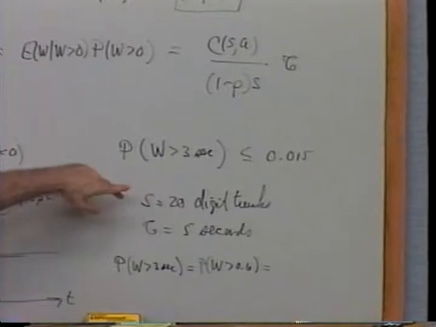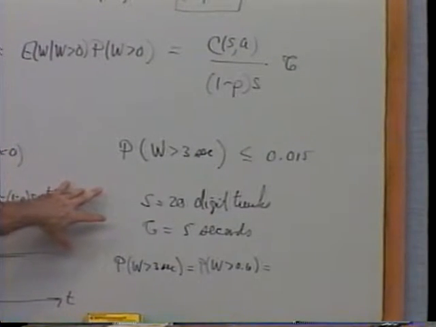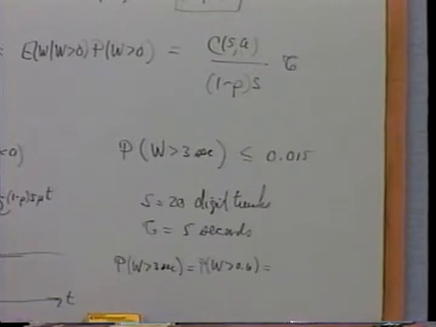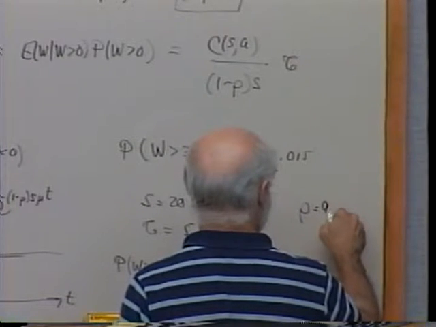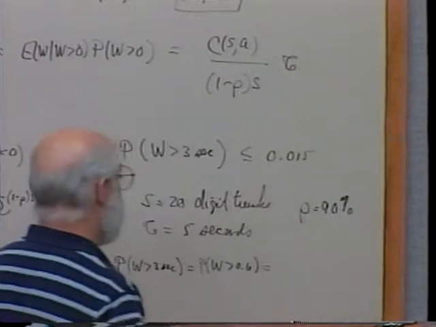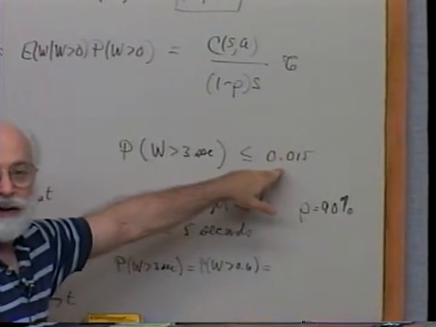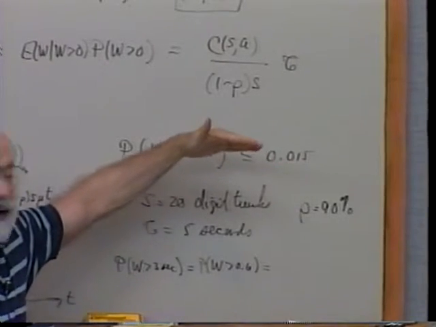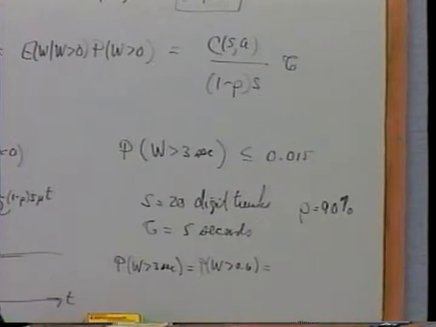Okay, so I know how many digit trunks I have. Now, what will be the utilization? Let's suppose that my utilization were 90%. So I'll take rho equals 90%. Now, I don't know what's going to happen. If 90% is going to give me a value greater than 0.015, then I know that my load was too high, and I either have to add digit trunks or decrease the load. Okay, but I'm just making these numbers up. I think they're reasonable, so let's see what happens.